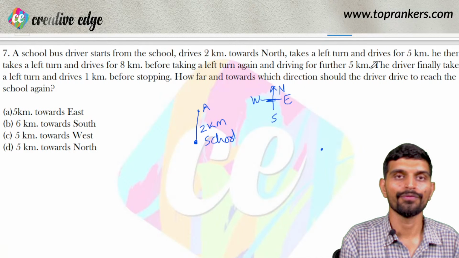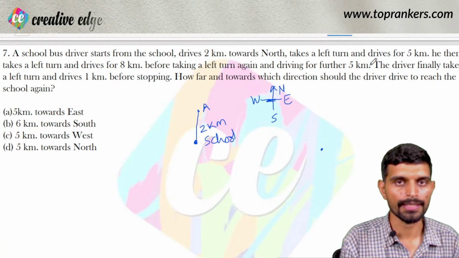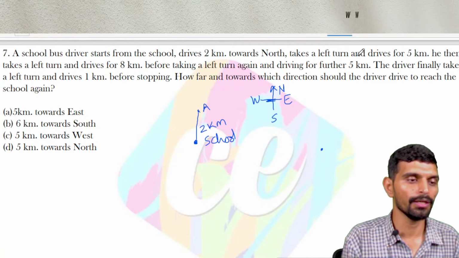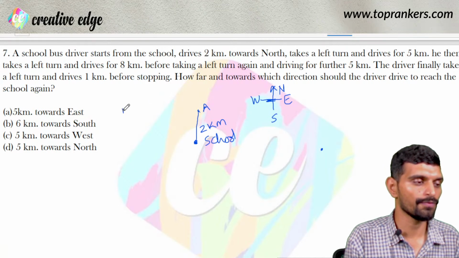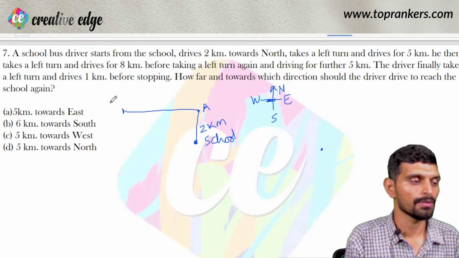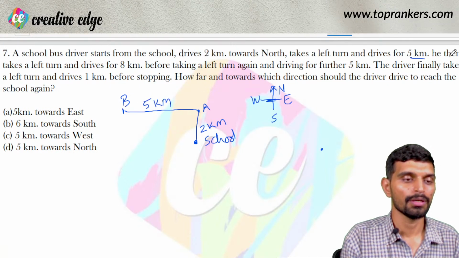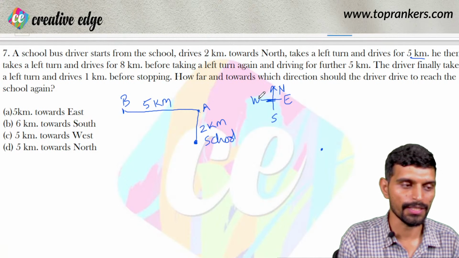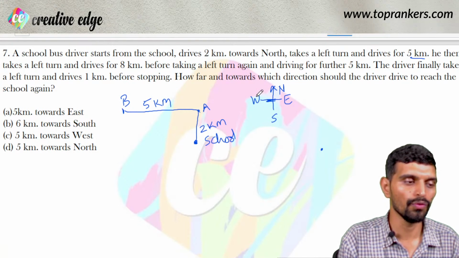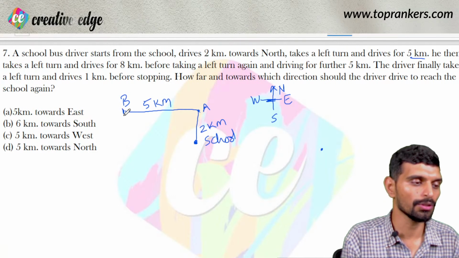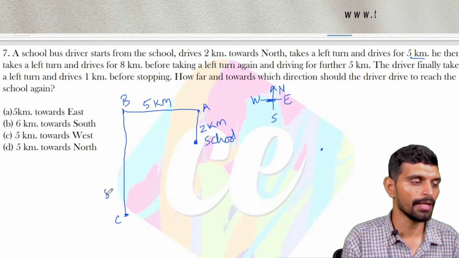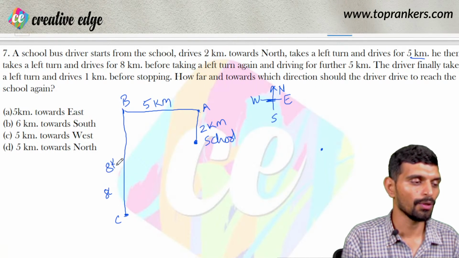He takes a left turn. Whenever a person is facing north and takes a left turn, he'll move towards west. So from here he drives 5 km towards west. This is point B. He then takes a left turn and drives 8 kilometers. If a person facing west takes a left turn, he'll move south, and he drives 8 kilometers. So here is point C, 8 kilometers from point B.